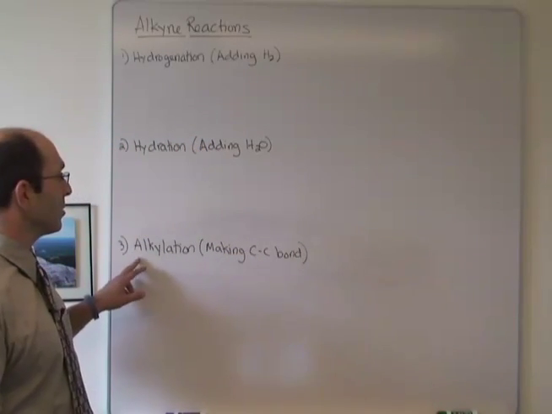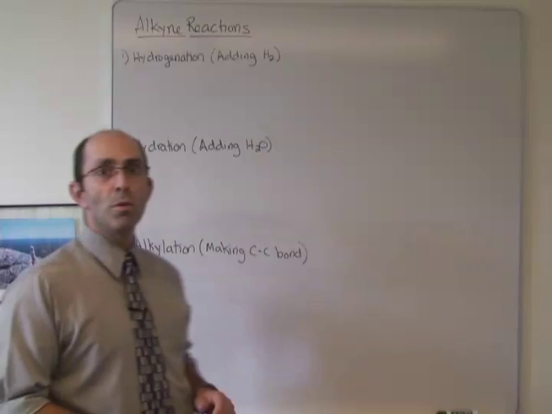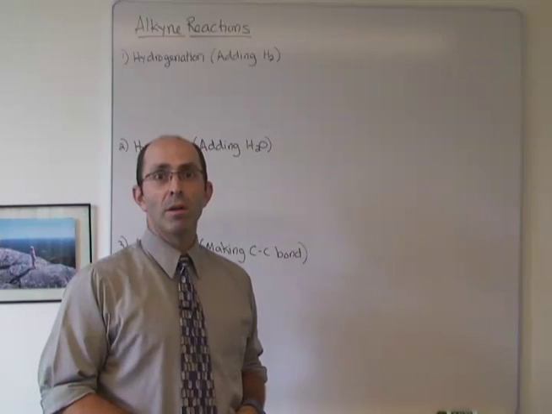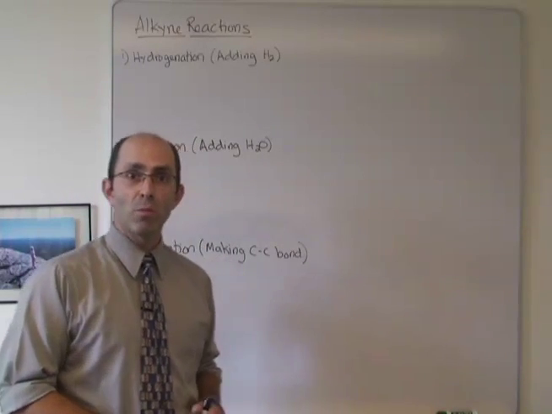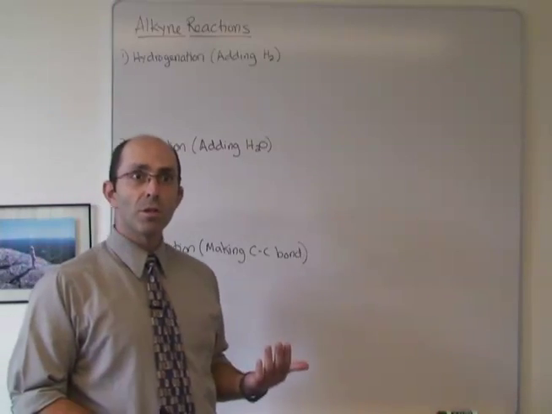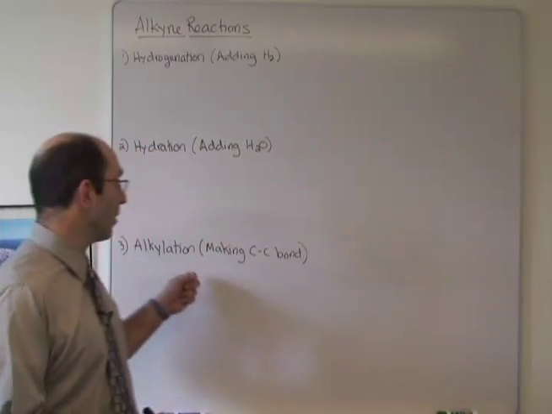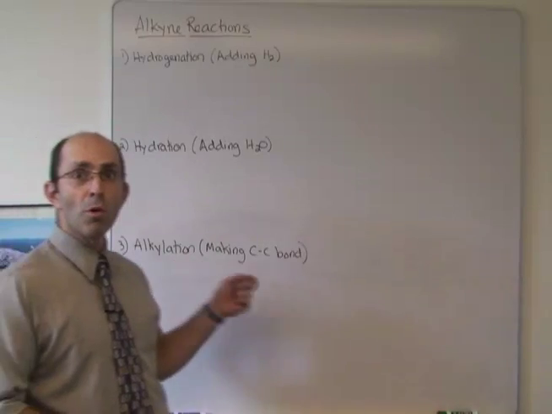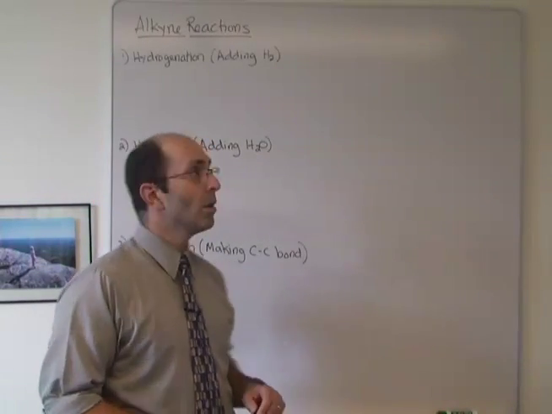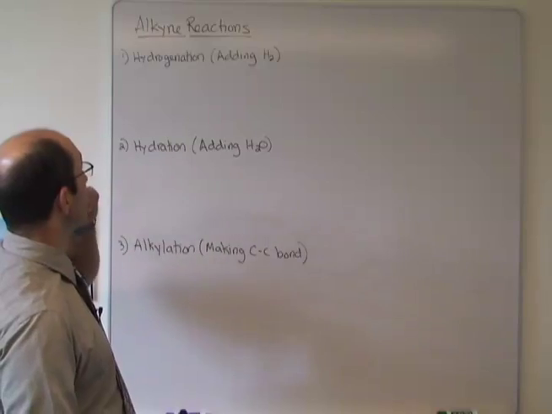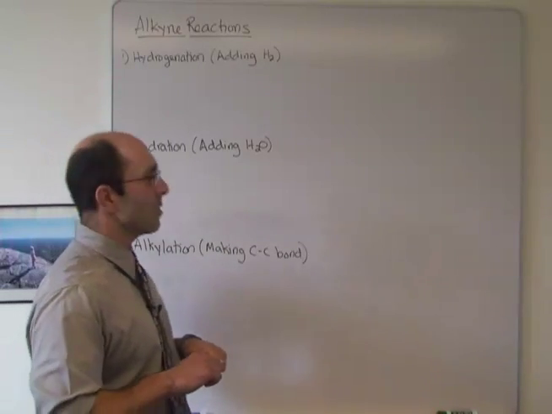The alkylation reactions, these are specific to alkynes. They do not happen with alkenes at all. All right? So that's important to think about. What is special about alkynes that enable them to make carbon-carbon bonds where we can't do this with alkenes? All right? So let's look at each of these in turn. So let's start with our hydrogenation reactions.